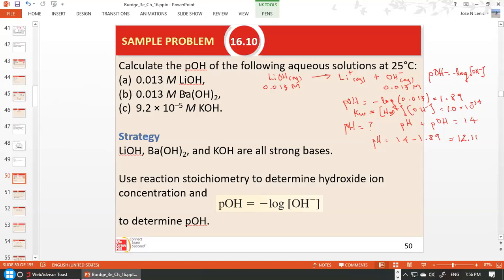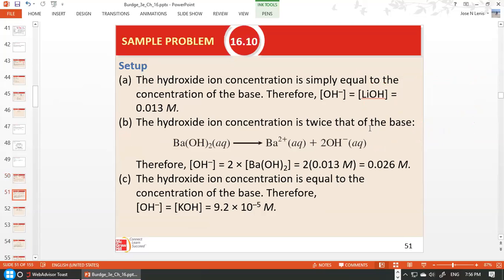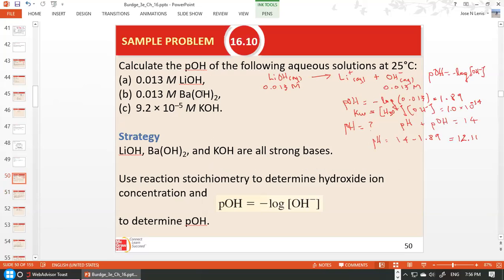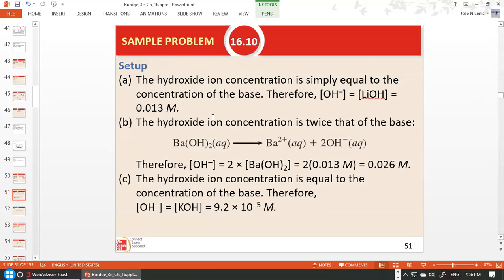This one, for the barium hydroxide, we have to be careful because 1 mole of barium hydroxide, Ba(OH)2, ionizes, giving off 2 OH minus. So 1 mole of this forms 2 moles of OH minus. So we have to take that into consideration. For example, we know the initial concentration of the barium hydroxide, which is 0.013, exactly the same, right? 0.013 moles per liter for the base.